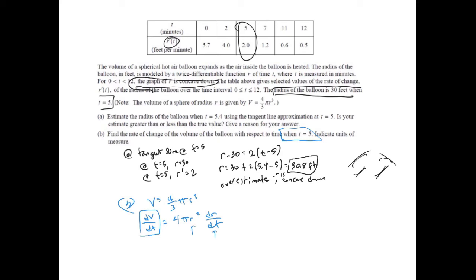Well, both of those, as we discussed in part A, r is 30 when t is 5, and r prime is 2 when t is 5. So r is 30 when t is 5, and dr/dt is 2 when t is 5. Now, if I were keeping up with the units, the 30 is going to be in feet, and the 2 is going to be in feet per minute. So when I multiply that out, let's see, that'd be 900 times 8 is 7,200 pi, and it would be in cubic feet per minute.